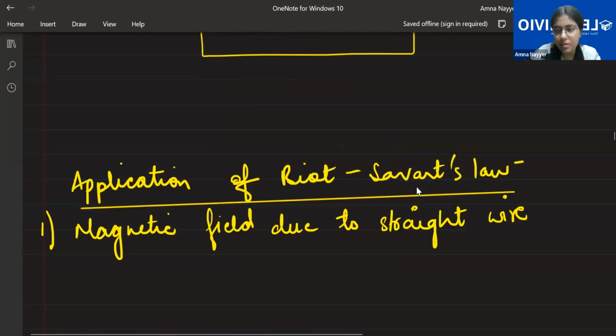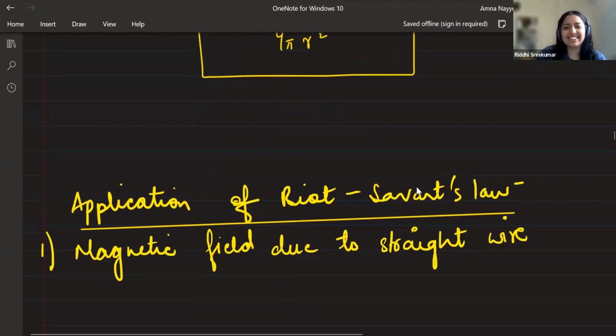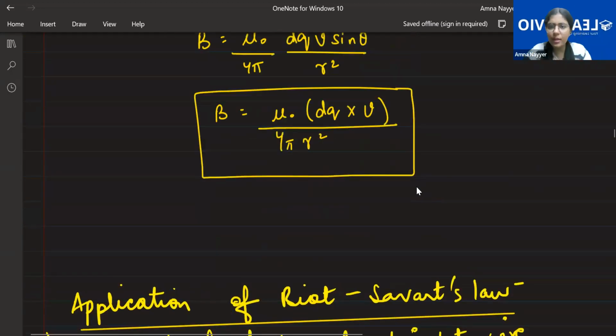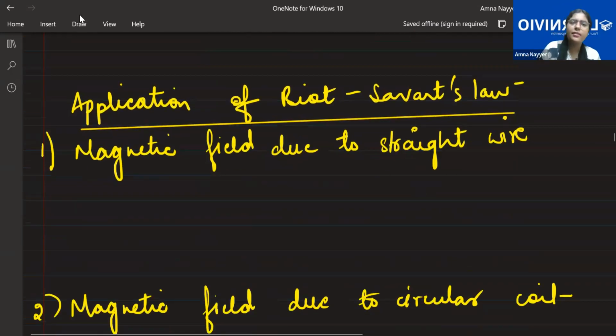Then we have the applications of Biot-Savart's law. Yes, Riddhi, you there? Yeah, I'm here. I'm here. What are you writing? I was just writing that. I'll give you time. Don't worry. Okay. I'll just give you time. Just one more thing. I'll give you enough time.